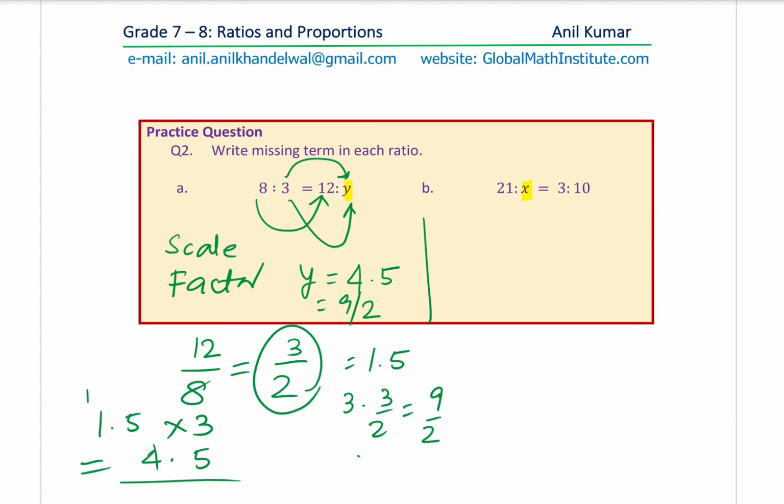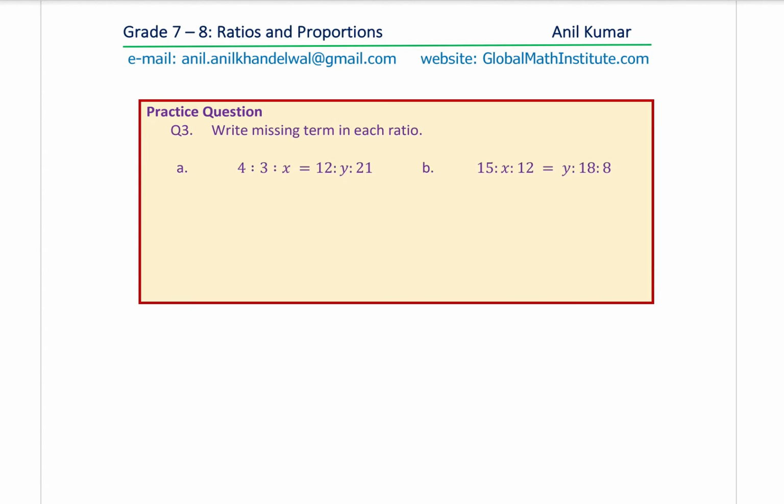Right. So the next one here is to get the value on this side. So we have to see how we come from right to left. So that scale factor is 7. So let's multiply by 7 and get our answer. So we get x equals 70. Is that clear? Now here is another practice question which involves three ratios. You can pause the video, answer this question, and then look into my suggestions.